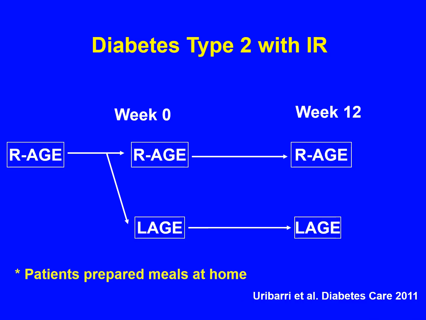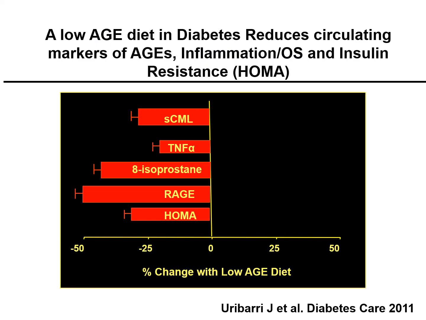To further strengthen our postulation, we took another group of type 2 diabetic patients who were naturally consuming a high AGE diet and randomized them to either continue the same or go on a low AGE diet for the next 3 months. Patients prepared meals at home under the constant phone and or face-to-face guidance of their research dietitian. Results are shown here only for the low AGE diet and as a percent of change.